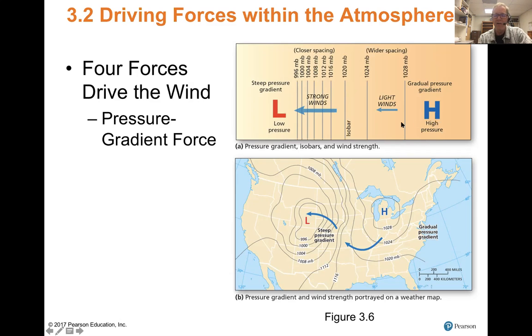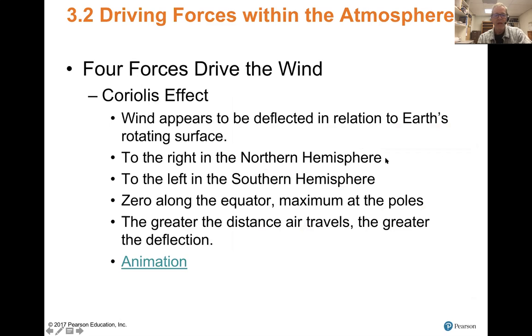Winds move high to low. The closer the isolines, the faster the wind speed. Okay, so we'll stop here and I'll pick this up in part 2.